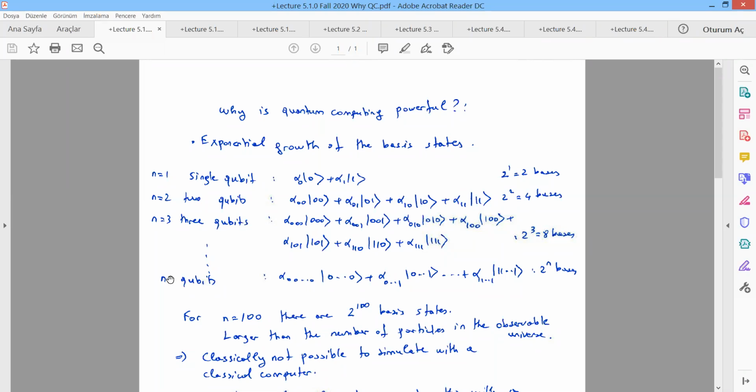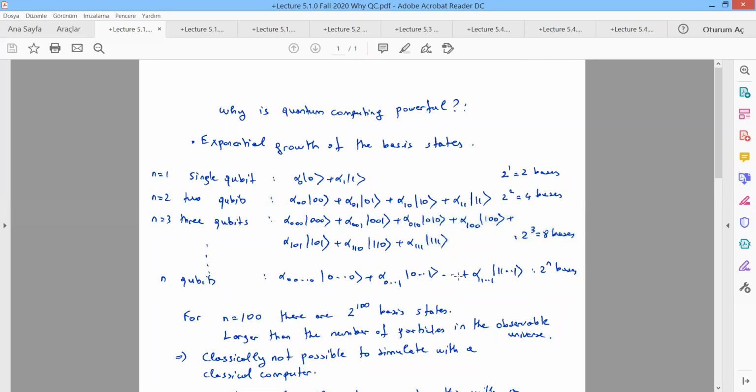In general, if we consider an n-qubit system, we have alpha sub 000, n of them, ket 000, n of them, plus alpha sub 001, ket 001, plus all the combinations of zeros and ones, and eventually alpha sub 111, n of them, ket 111. So we have a 2 to the n basis. We can easily see the exponential growth in the number of basis states as we increase the number of qubits.